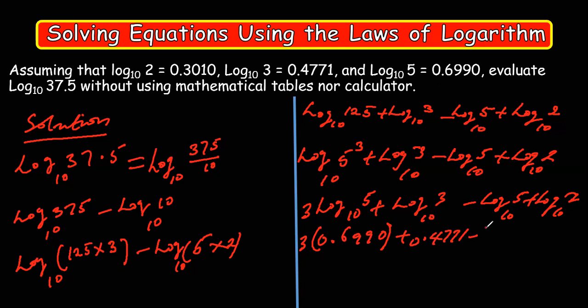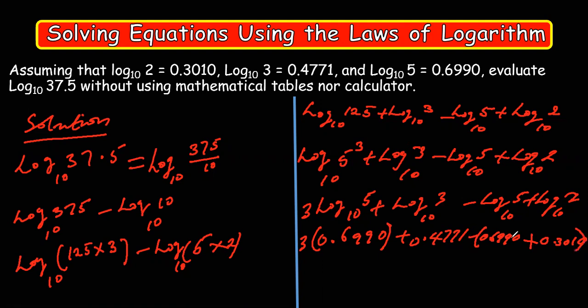Here we can separate with the brackets. So we have 0.6990 plus the value of log 2. What is the value of log 2? Now I don't like this, it's becoming clumsy, so I'm going to erase this and write it again. Plus the value of log 2, which is 0.3010. Okay, so we can close the brackets.